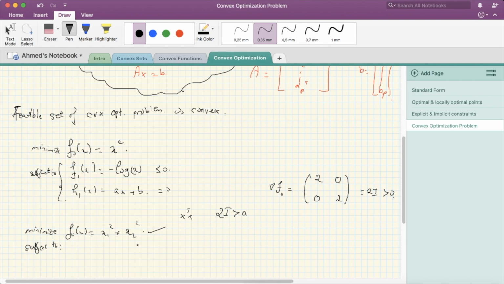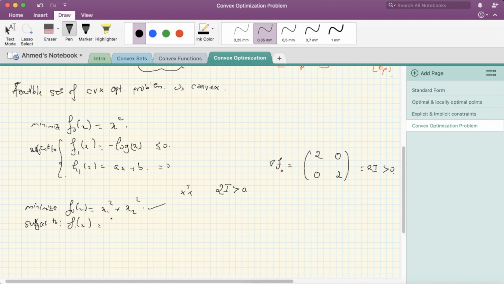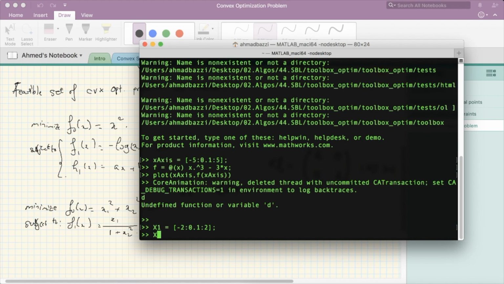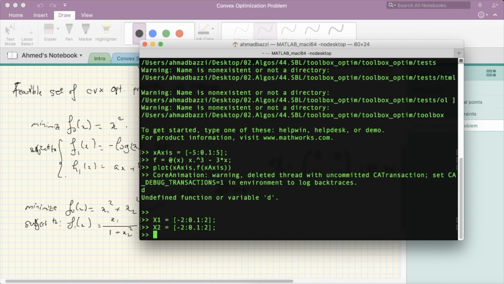So f0 is convex, subject to f1, which is x1 over 1 plus x2 square, right? Now, is this guy convex? Let's check. Let's take a look at it in 3D. So my x1 values are going to go from -2 till 2. My x2 values as well, and let's say I mesh grid those x1 and x2.